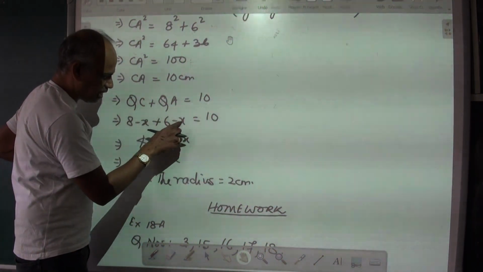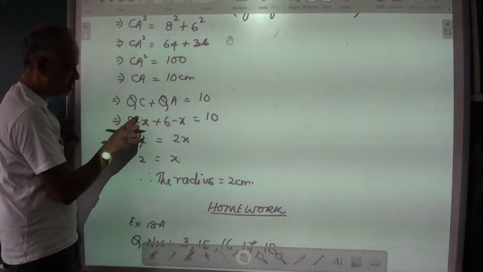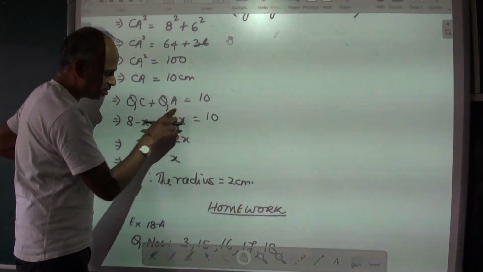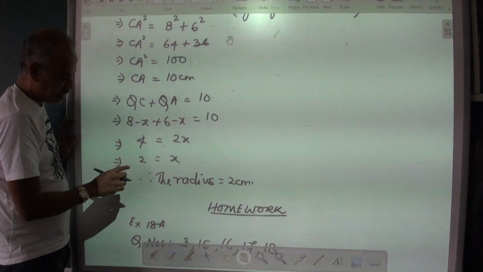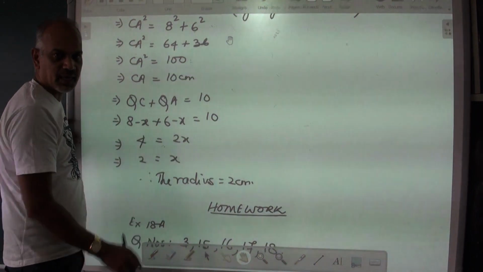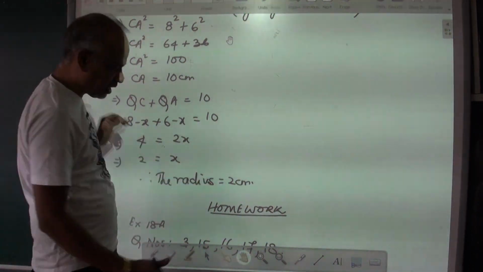Minus x minus x is minus 2x, which goes to that side. 10 comes to this side. 8 plus 6 is 14, minus 10 is 4, which is equal to 2x. So x is equal to 2. x was actually the radius of the inscribed circle. Therefore, the radius is 2 centimeter.